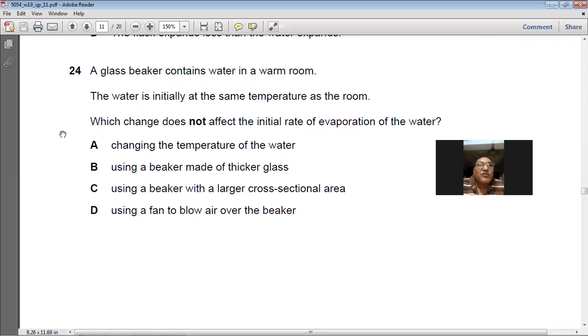Using a fan to blow air over the beaker will increase the rate of evaporation. So B is the right option, that using a beaker made of thicker glass will not change the rate of evaporation. So B is the right option. It will not change the rate of evaporation. B is the right option. Question number 24, B is the right option.